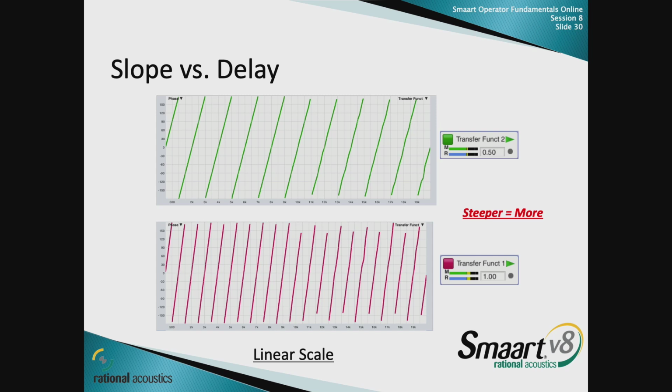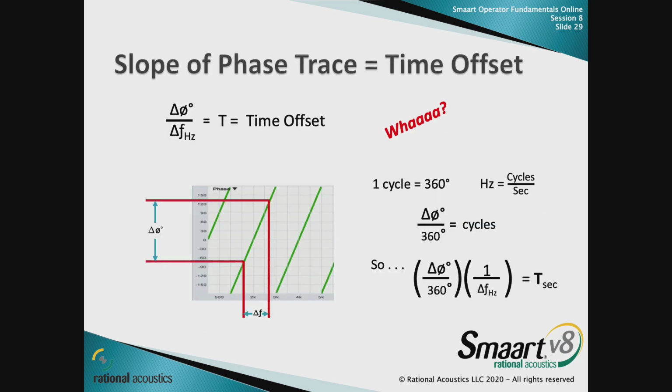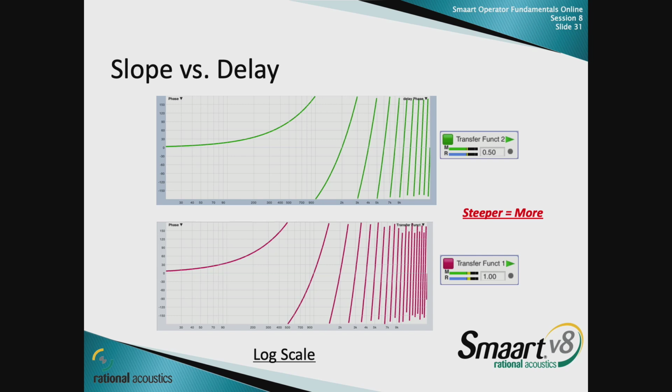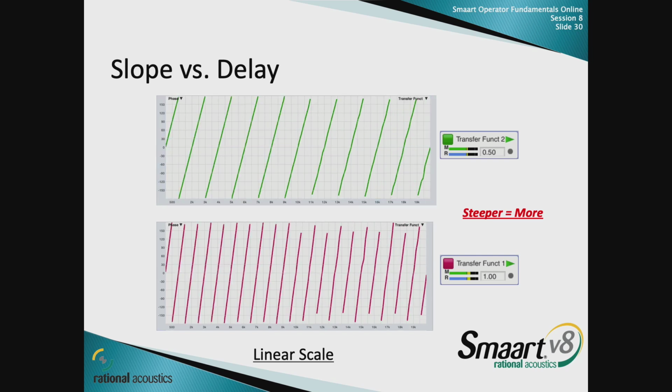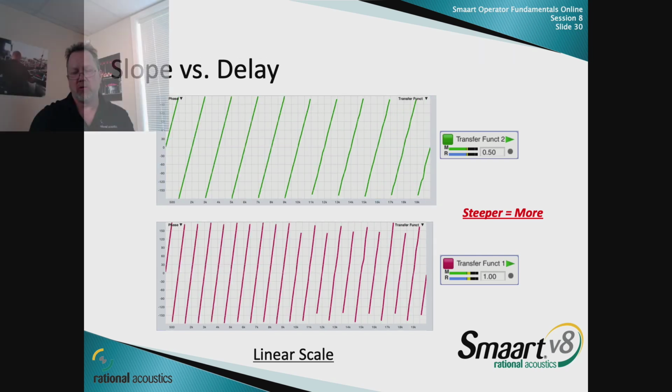So the thing I want to point out here is the top one, I'm putting on a linear scale so you can see it's a constant amount of delay. Of course, as soon as you put it on a logarithmic scale, that's what it looks like. That's what a constant amount of delay looks like. The top is half a millisecond of lead. The bottom is a full millisecond of lead. So what we're seeing is the steeper the slope is, steeper means more, and then the direction means lag or lead.